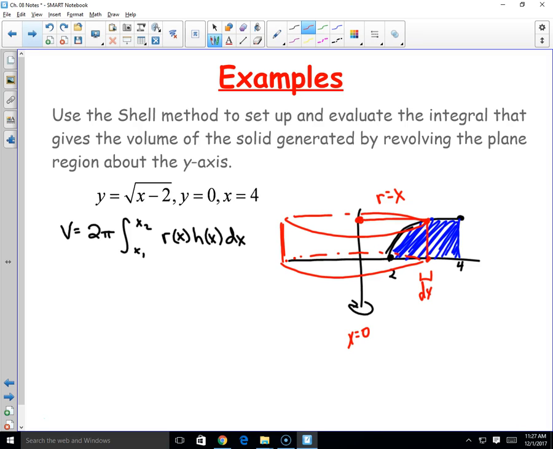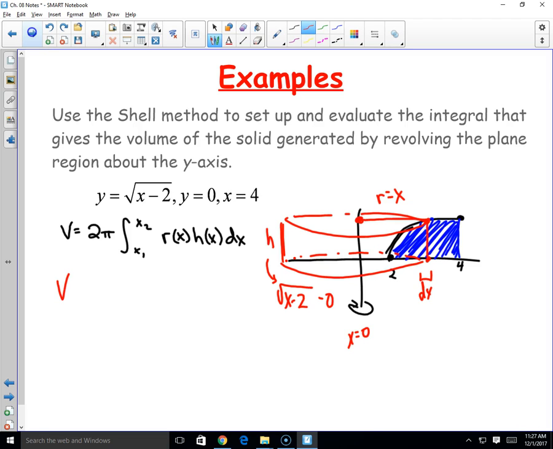Why is it x? Because x is always the horizontal measure from the y-axis. So since this is still going around just the y-axis, the horizontal measure to any point will always be its x value. The vertical measure will always be its y value. So since this is going up, this could be y, but I need dx, so I need to say that's going to be the y's equation in terms of x.